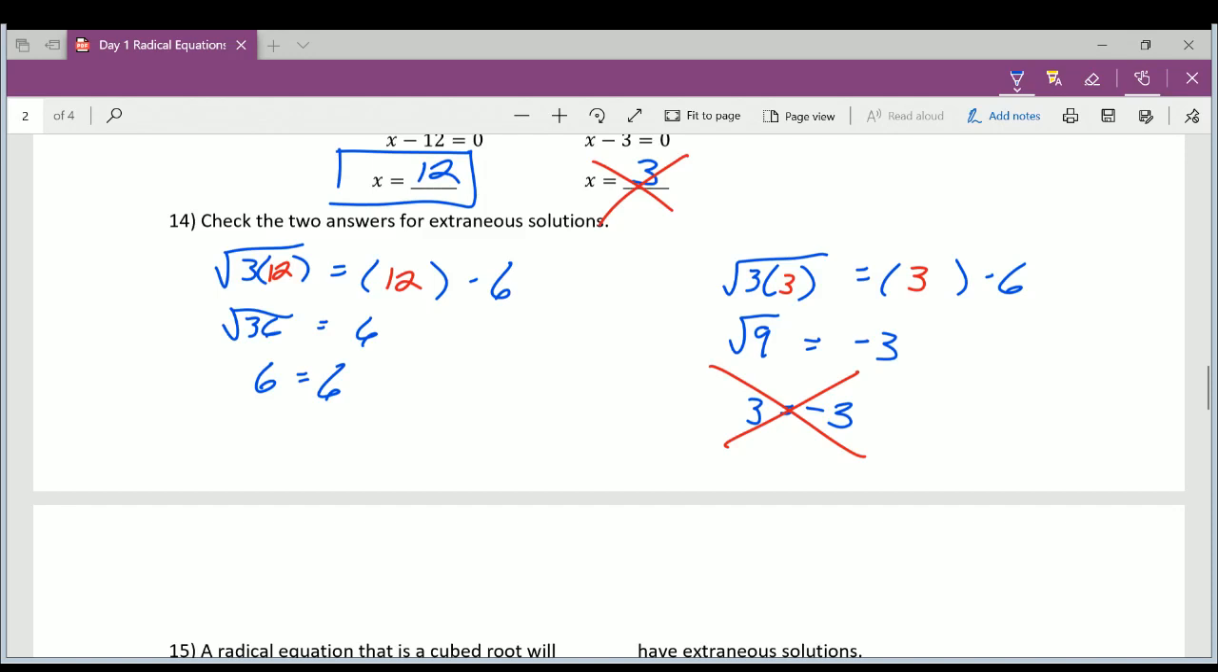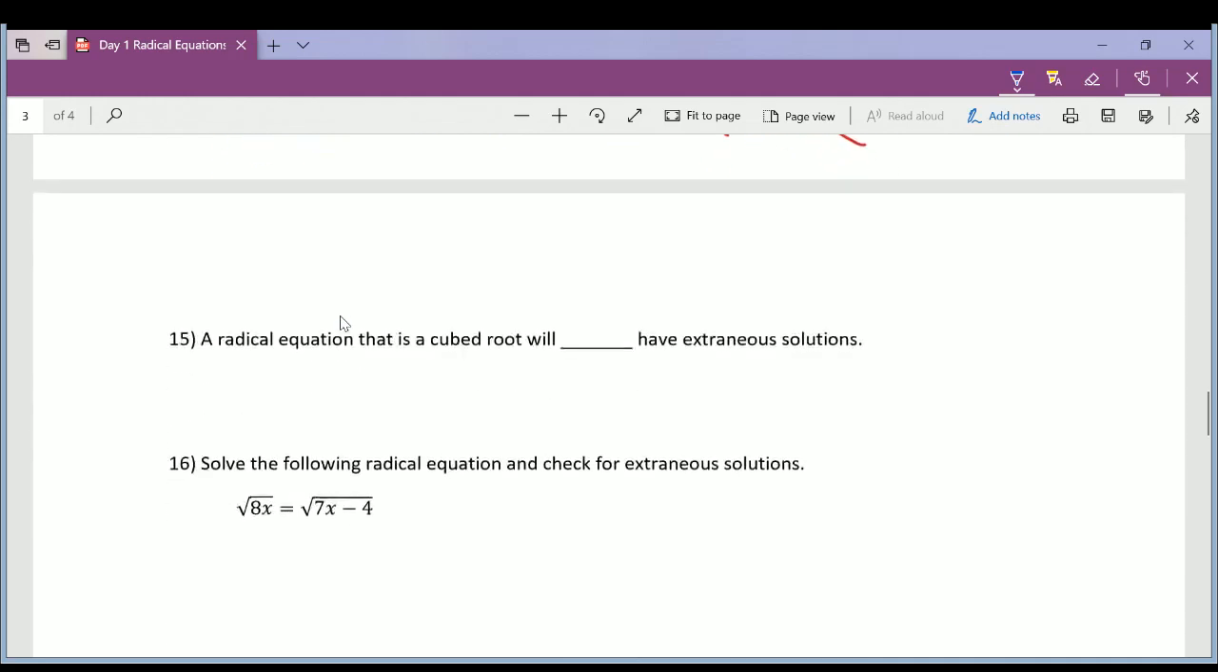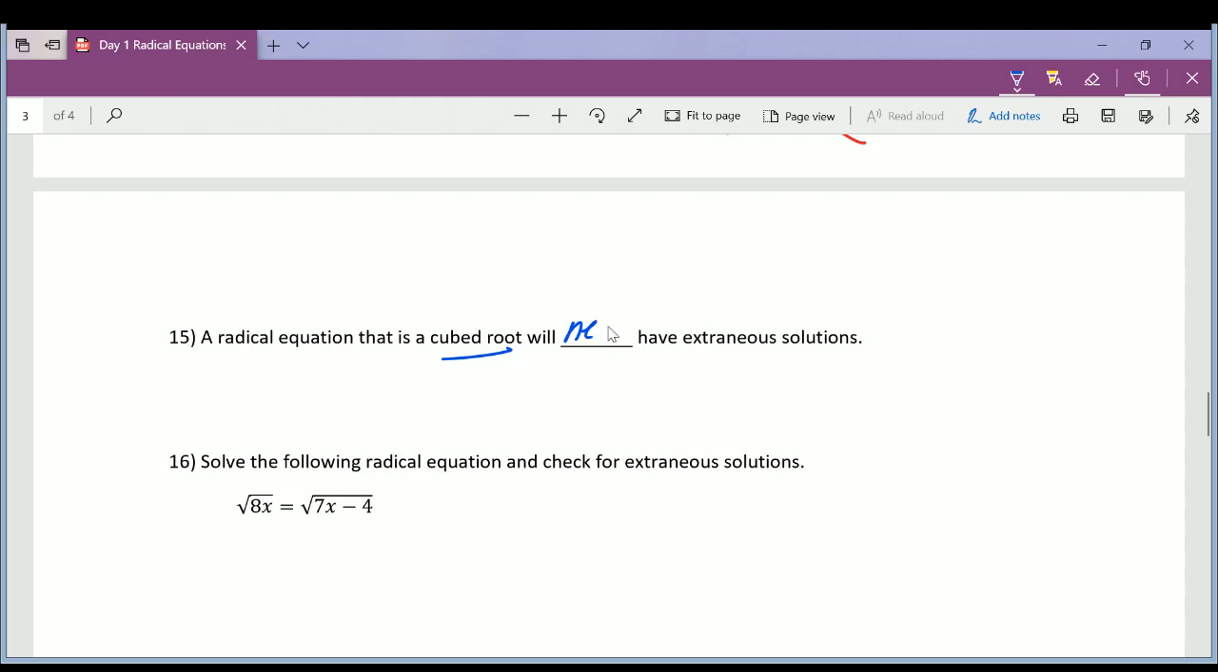How's that doing? All right, well, then we can just keep going here. Guys, just really quick here. A radical equation that is a cube root will never have an extraneous solution. It's really something that's unique to square roots, or really any even root, like 4th or 6th roots.